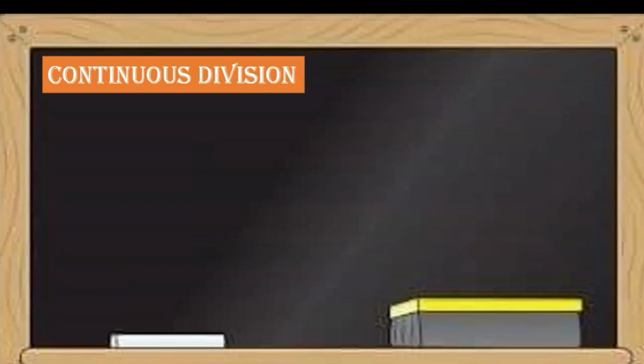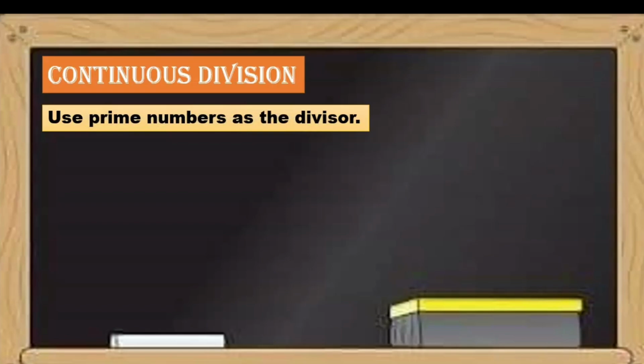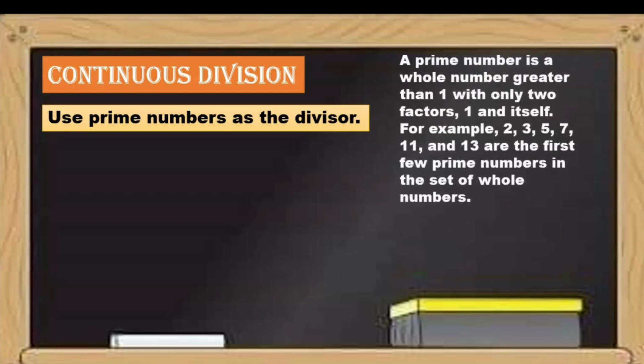How about using continuous division? Use prime numbers as the divisor. So what is a prime number? A prime number is a whole number greater than 1 with only 2 factors, 1 and itself. For example, 2, 3, 5, 7, 11, and 13 are the first few prime numbers in the set of whole numbers.